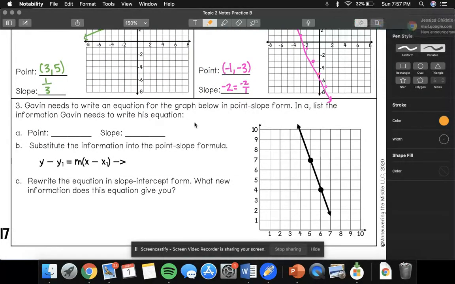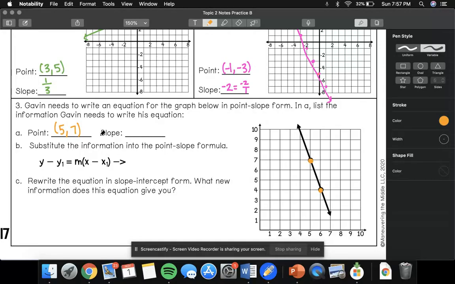For number 3, Gavin needs to write an equation for the graph below in point slope form. In A, list the information Gavin needs to write his equation. So we have this line. We don't know the starting point or the y-intercept, so we need a different avenue to write this equation. Okay, so it tells us 2 good points. It tells us 5, -7, and it tells us 6, -4. So we just have to pick one of them. I'm just going to pick 5, -7.